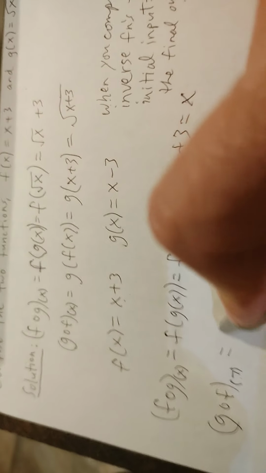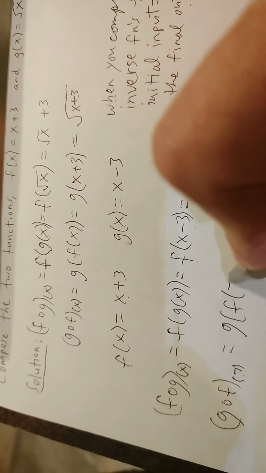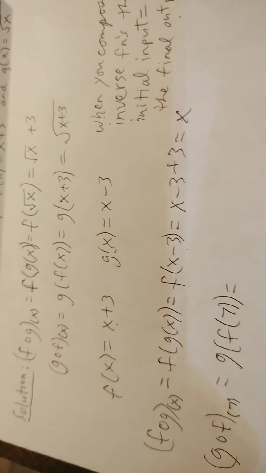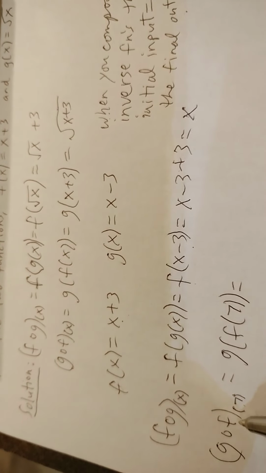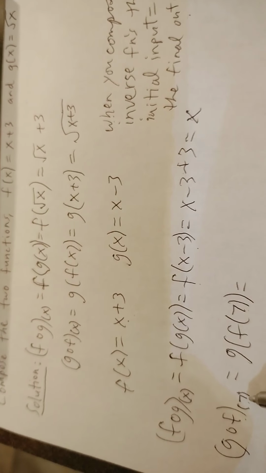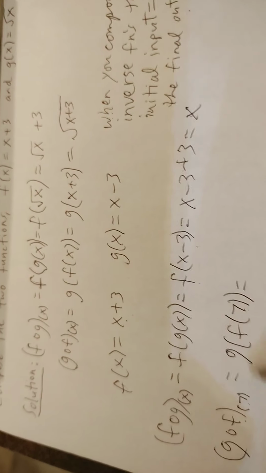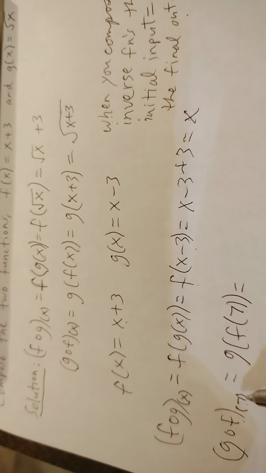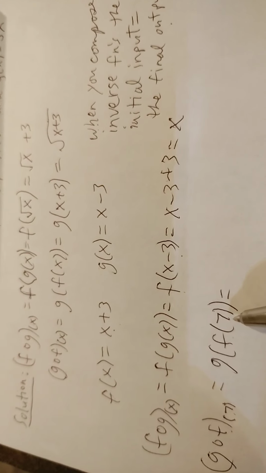Here's the first step. g of f of 7, not x, but 7. Again, the second function goes on the inside. And notice the input is not the generic x, but the number 7. Okay, what is this going to equal? I've got a feeling the final answer is going to be that initial input, 7. Let's see what happens here.